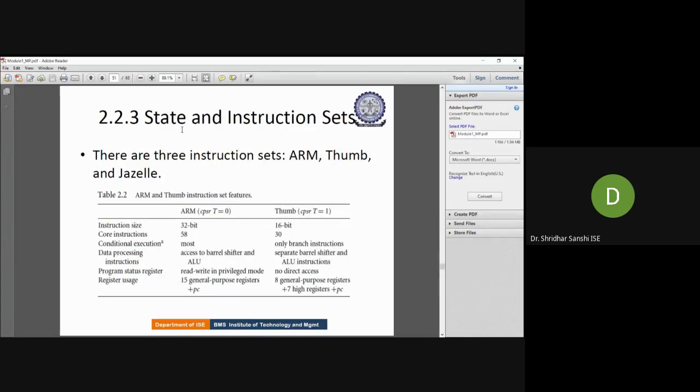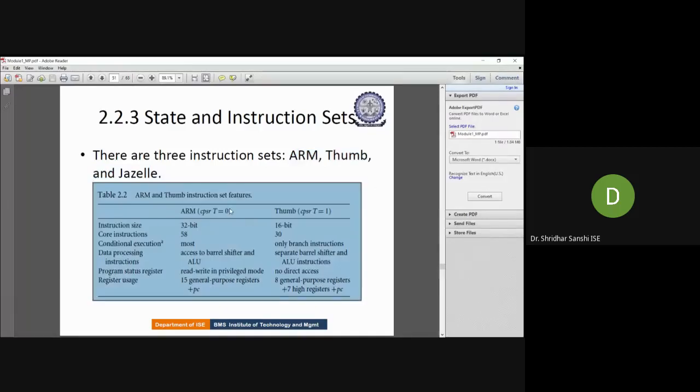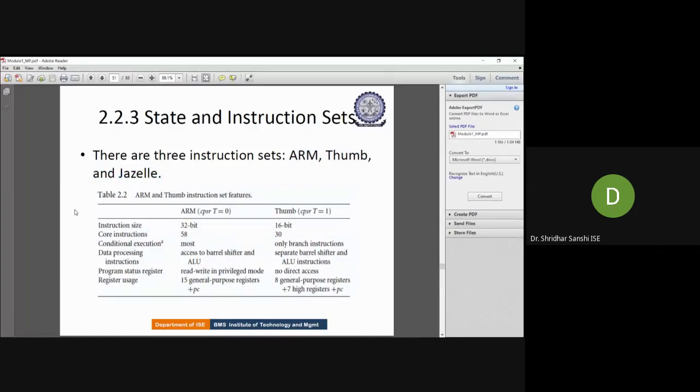Next is processor state and instruction sets. In the ARM processor, I think previously I have told you there are 2 instruction sets: ARM and Thumb instructions. Recently they have come with another instruction set called Jazelle. So nowadays in ARM we have 3 instruction sets, but however this is not included in this diagram.